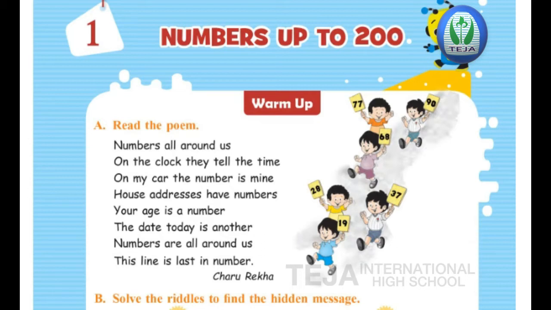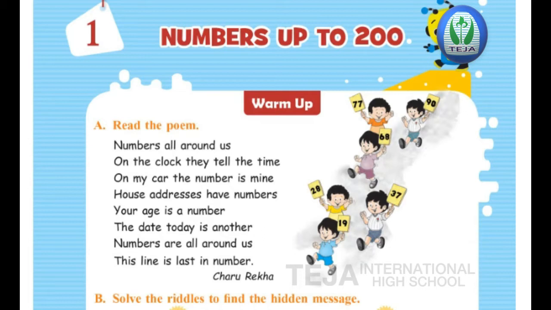So, this poem is about numbers. So, wherever you see, whatever the work you do, you'll use numbers in your daily life. So, numbers are all around us. If you want to know the time on the clock, what you will see? You'll see the numbers. The numbers tell us the time. On your car also, you'll find the number. The number is yours. The car number is yours.